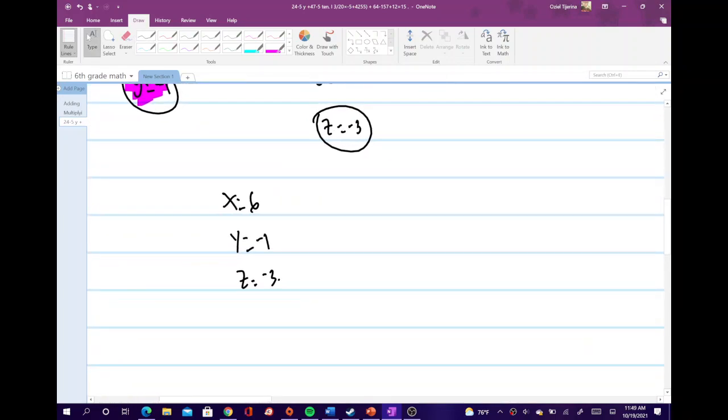And if they want you to write it in an ordered triple, which is of the form x, y, z, you would just write it as 6, negative 1, negative 3. Okay? And that is your final answer.